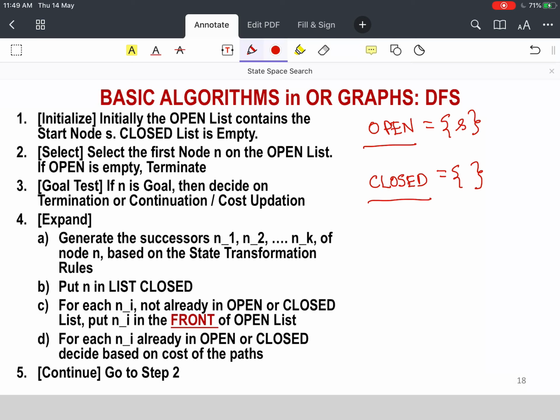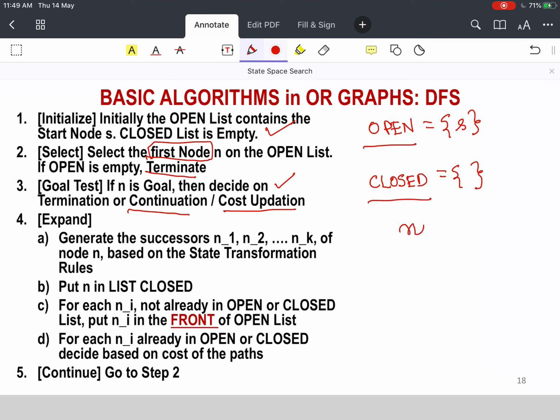The goal testing function: the whole algorithm proceeds in the following way. We initialize the open list with the start node. We select the first node in the open list. If open is empty, then obviously there is nothing else to see, so we terminate. Now if this node that we have taken out from the open list is the goal node, we terminate. We can continue the search as we shall see, or we can terminate.